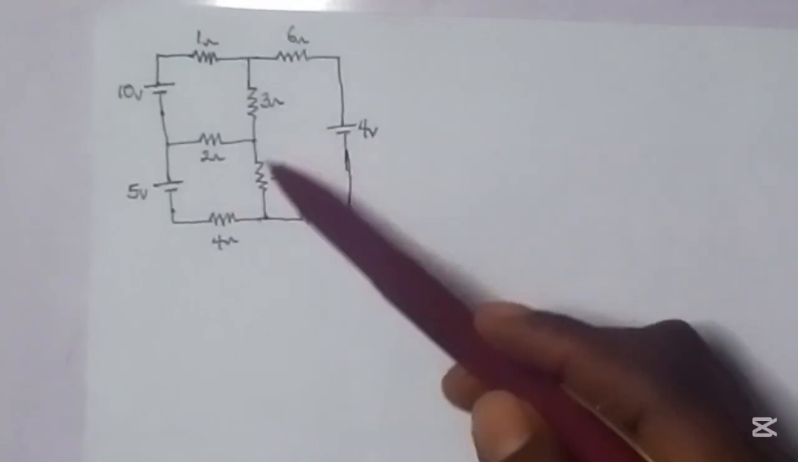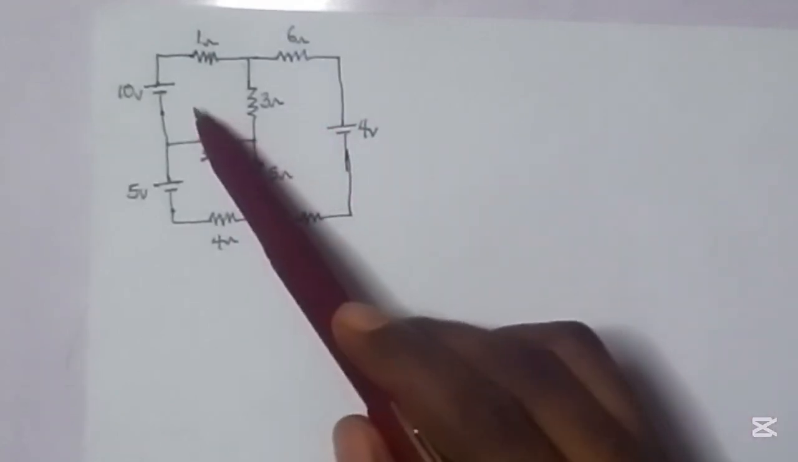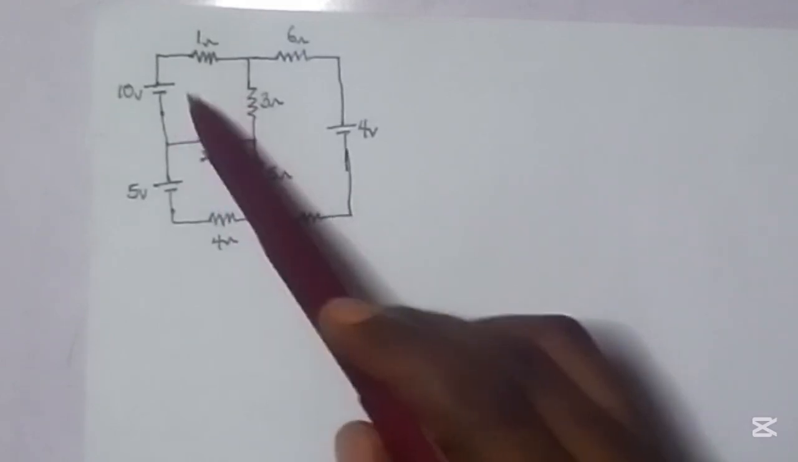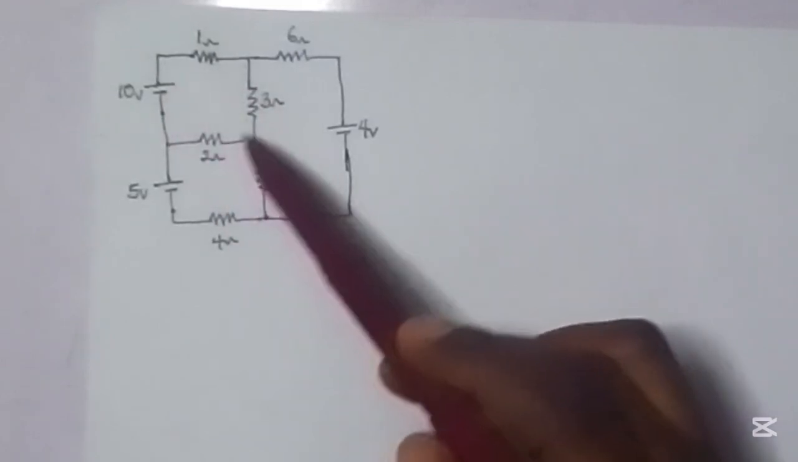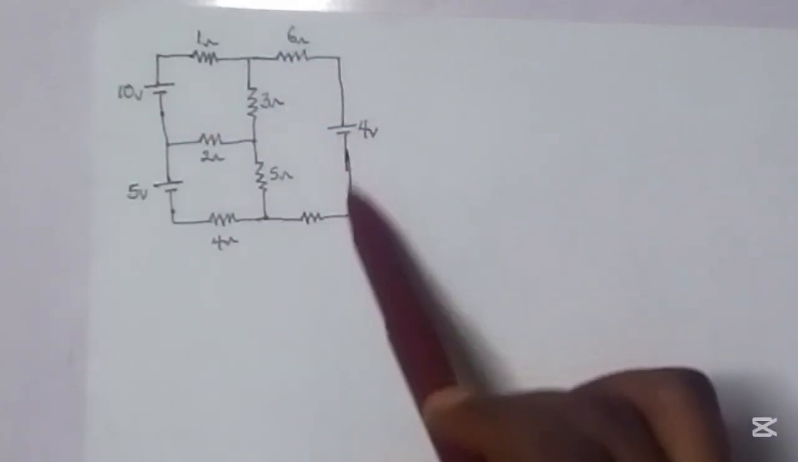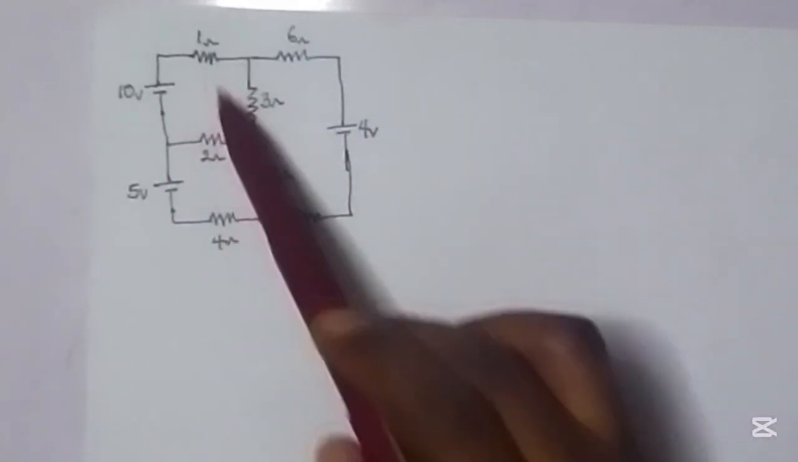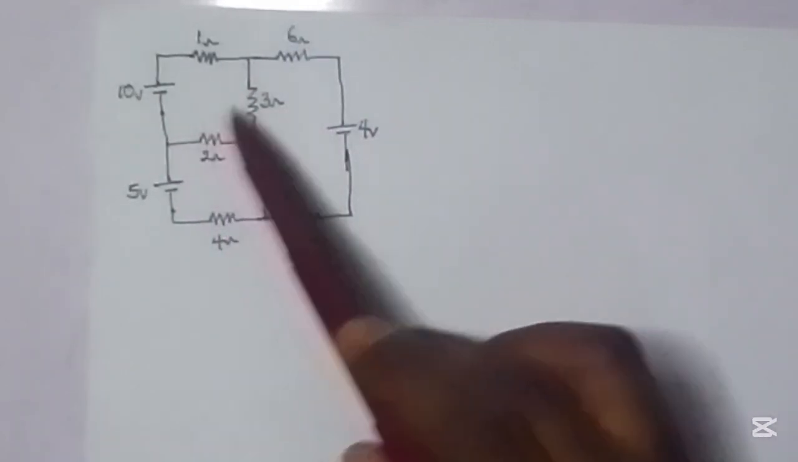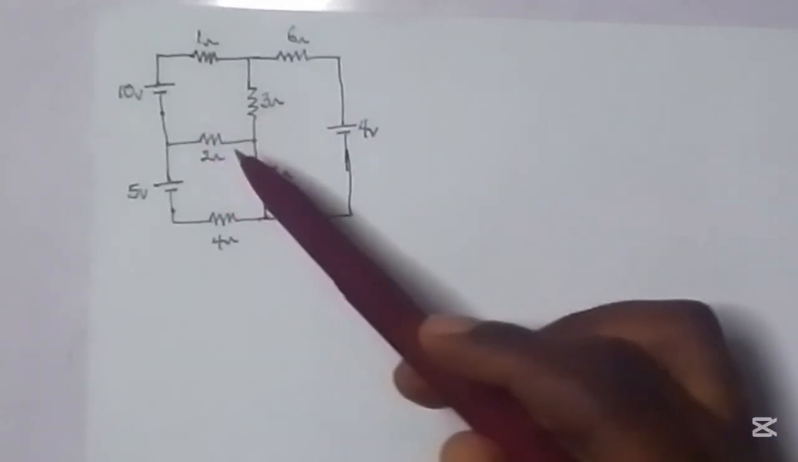Remember, the difference between a mesh and a loop is that a mesh cannot have a sub loop in it, whereas generally a loop can have a sub loop inside of it. For example, this is a loop, and then there's a sub loop in between it. So a mesh is a standalone loop, so to say.